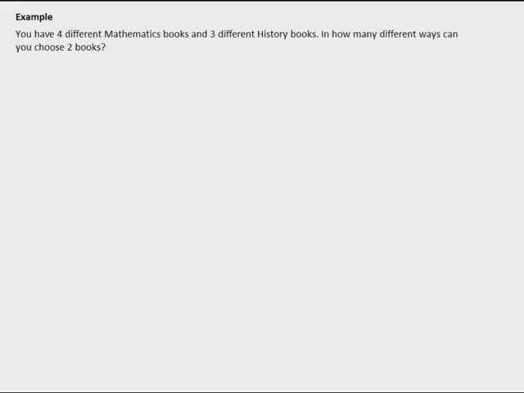Let's move on to something slightly more interesting. You have 4 different maths books and 3 different history books. So 4 maths books and 3 history books. They're all different. In how many different ways can you choose 2 books? Well, does it really matter which 2 books I choose? No. So the fact that they're maths or history is really irrelevant to this question. What's important is that they're all different books.